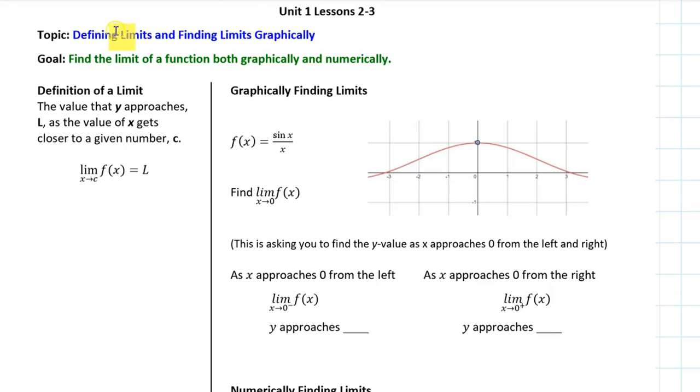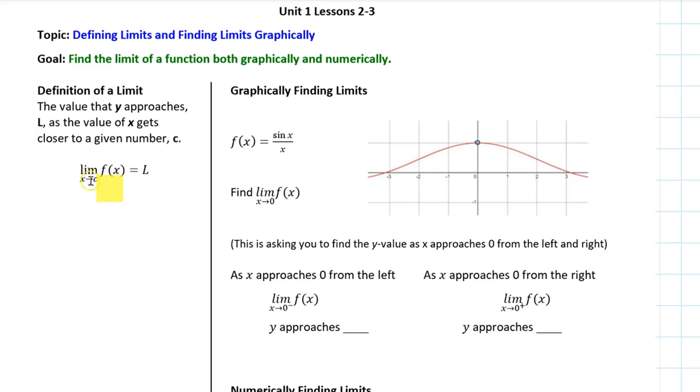All right, so we're going to talk about limits today, finding limits using a graph and doing some t-table work as well. We're going to start off by looking at the definition of a limit. The definition says that the value that y approaches, and we're going to call that value L for now, is some value of y that y approaches as the value of x gets closer to some number, and we're just going to call that number c.